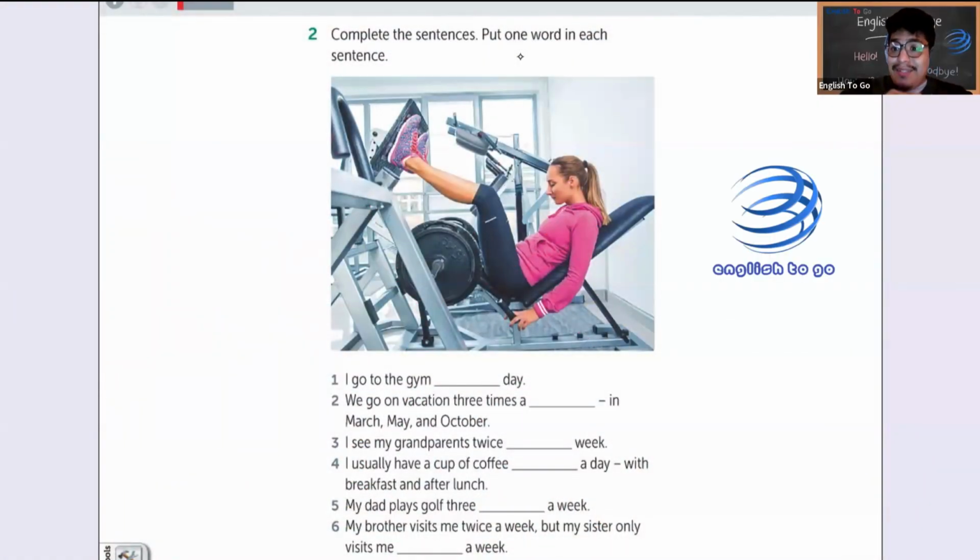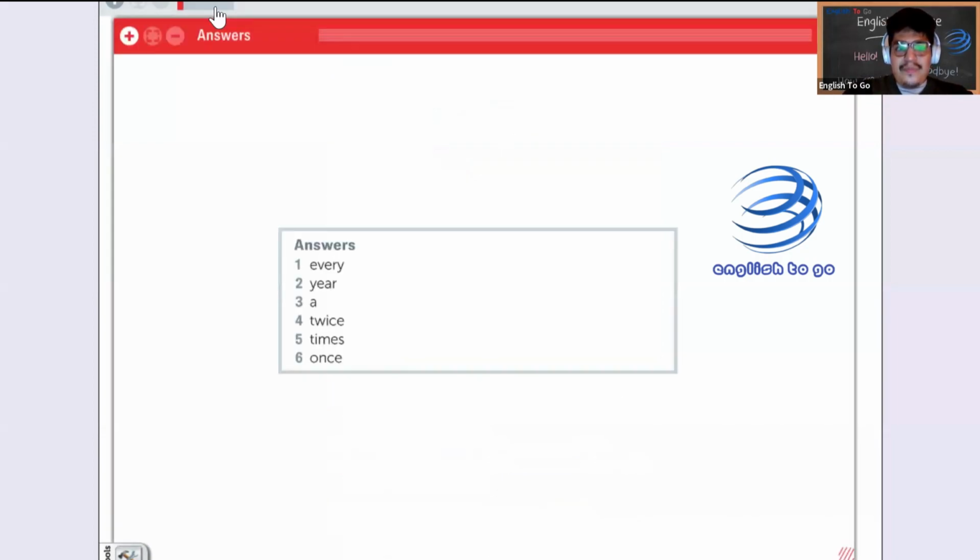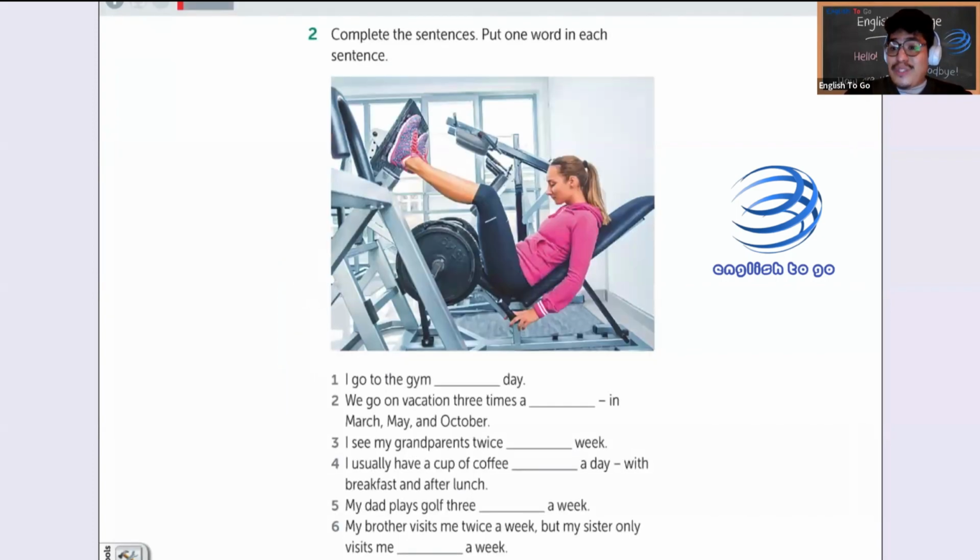Okay, guys, these are the answers. Every, year, twice, times, and once. What's your score like? Please share this information with your teacher so this activity can be evaluated. Thank you very much, guys.